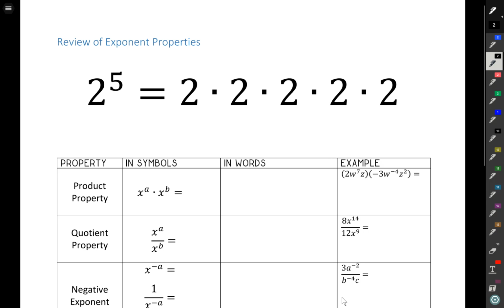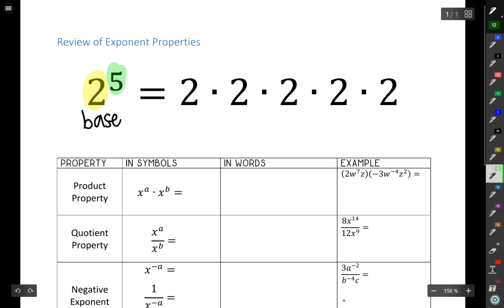Alright, let's review some exponent properties. First, let's make sure that we understand what an exponent is and what it means. Here we have 2 to the 5th is equal to 2 times 2 times 2 times 2 times 2, 2 multiplied times itself 5 times. Here we have 2, which is called the base of the power. Next we have 5, which is the exponent.